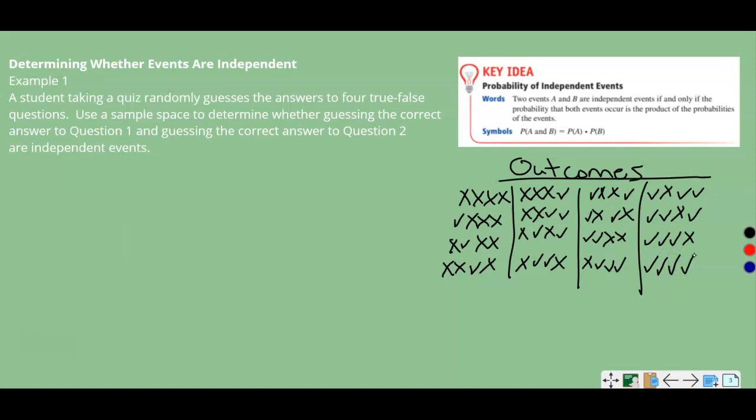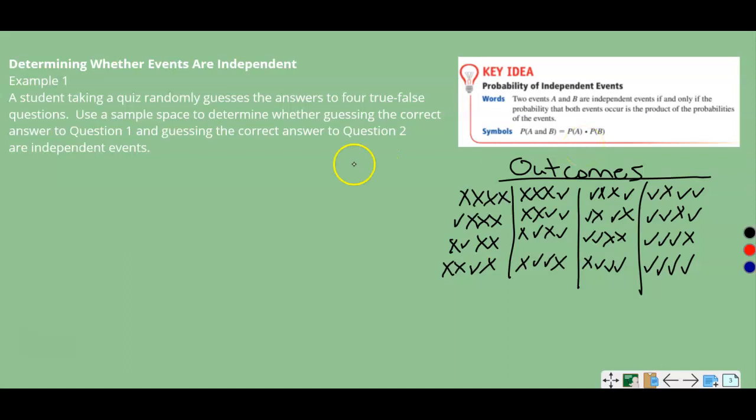Now I think there are 4 true-false answers, and I've got 4 by 4, which is 16. So this should be all the different possibilities of outcomes. And again, to me, this is the most difficult part, is making the sample space, because you got to be very careful not to miss any of the outcomes. Because if you miss the outcomes, then the probability certainly will not be correct.